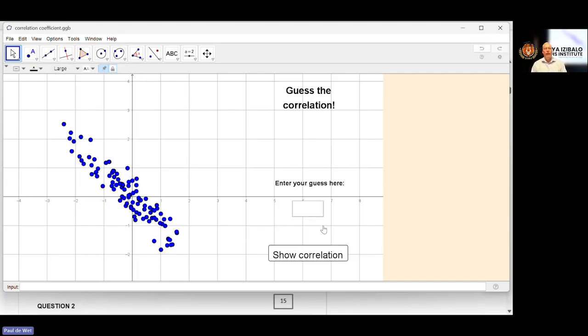Anybody want to shout out even just a guess for what the correlation coefficient would be here? I'm going to ask for a microphone actually. Put your hand up if you think you know. We're not expecting you to get this exactly right. I just want you to guess the correlation coefficient.